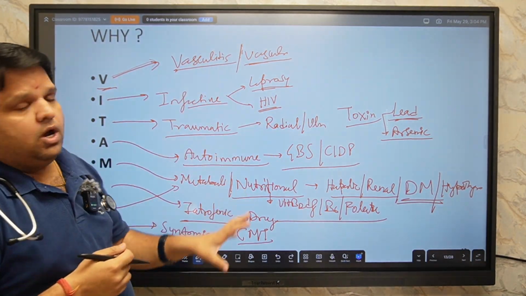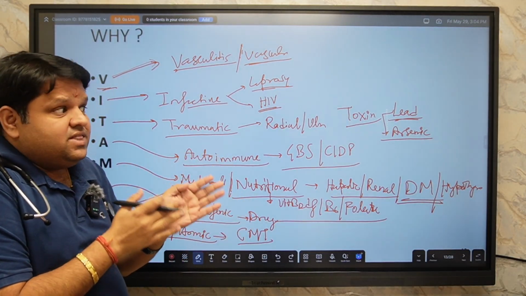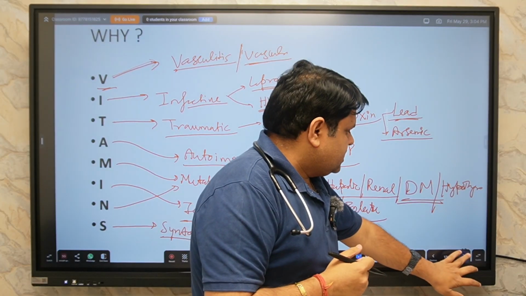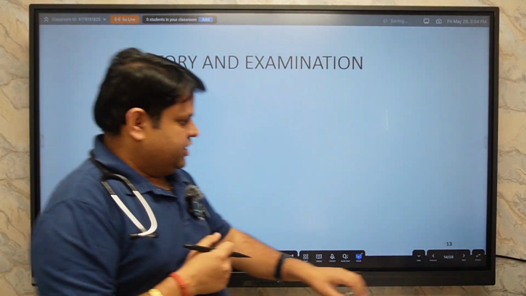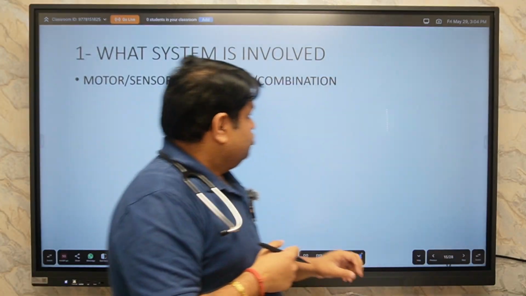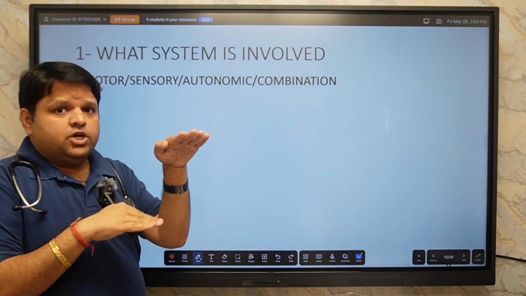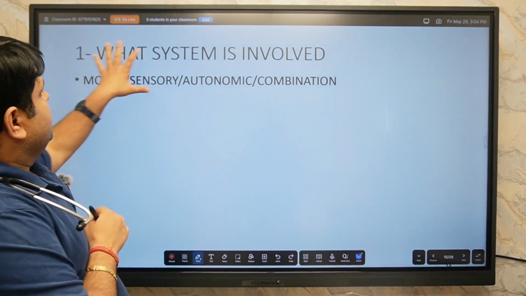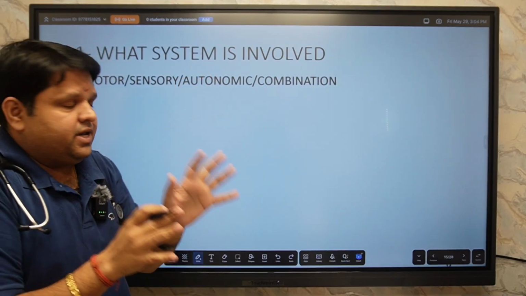So this is all about where the lesion is, what the lesion is, and why this lesion occurs, in brief, about the neuropathy. Now we will discuss how to go about the history and the examination in case of neuropathy. For the history, I have taken a 7-question list by which we proceed. So what system is involved? The first question is what system is involved in taking the history.